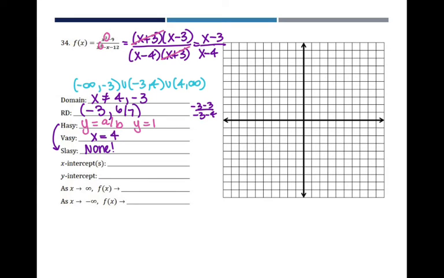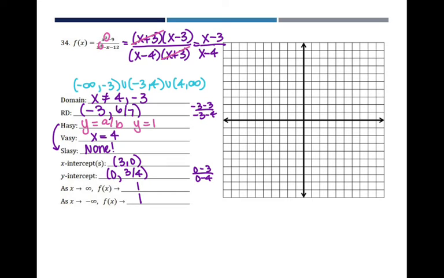X-intercept comes from my numerator. What's left over in my numerator? X minus 3, so this becomes 3, 0. Y-intercept, plug in 0 into my leftover. So I have 0 minus 3 over 0 minus 4, so that's negative 3 over negative 4, which is a positive 3/4. And we've already established that our end behavior should match our horizontal asymptote. So let's go ahead and jump straight there and put these numbers there, since my HA was y equals 1.